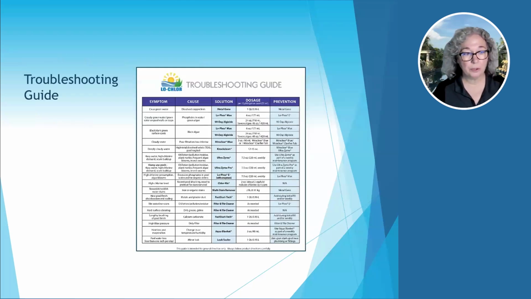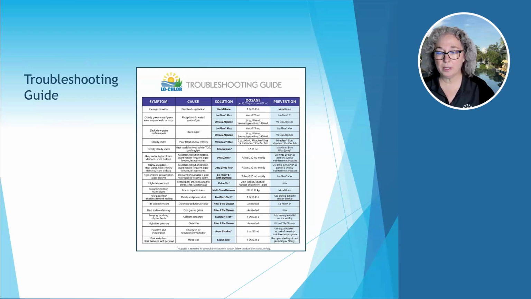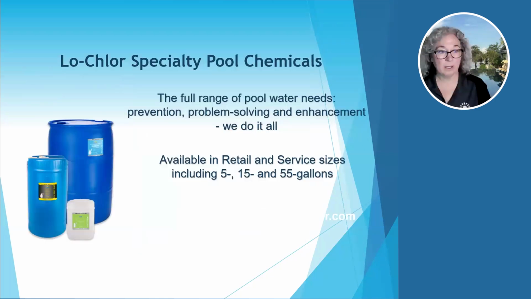If you have our brochure, we have a troubleshooting guide. This is also on our website. And you'll see on here that shows you the symptom, the cause, the solution, the dosage, and how to prevent it. That's the main thing we're trying to do here, folks, is we've taken care of the problem, but we want to prevent it. We also have several of our chemicals that are available in gallons, 5 gallons, 15, 55 gallons.